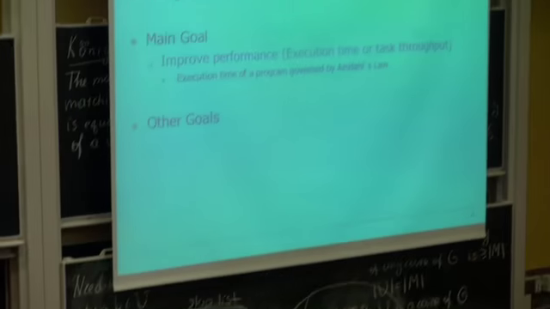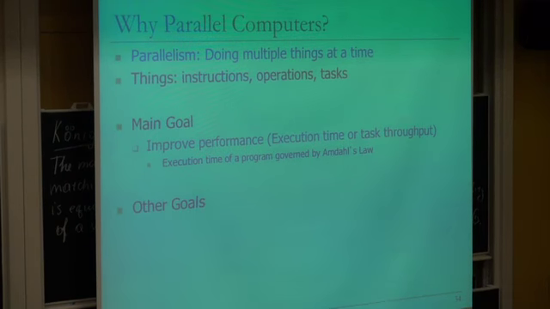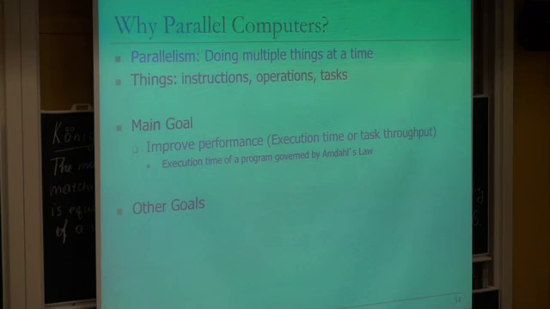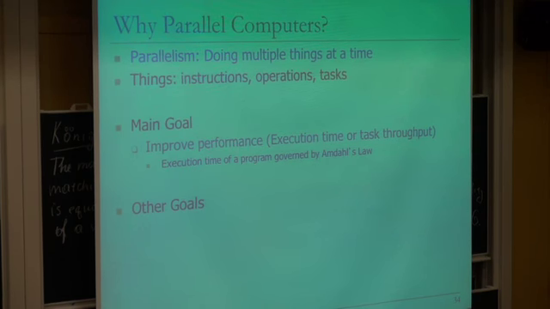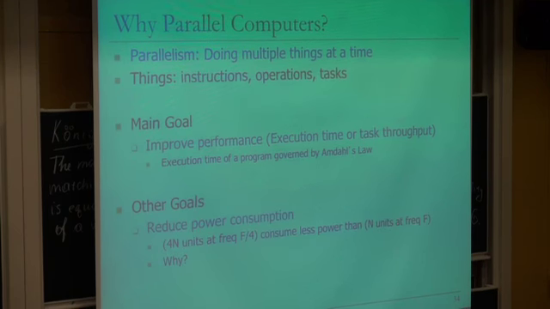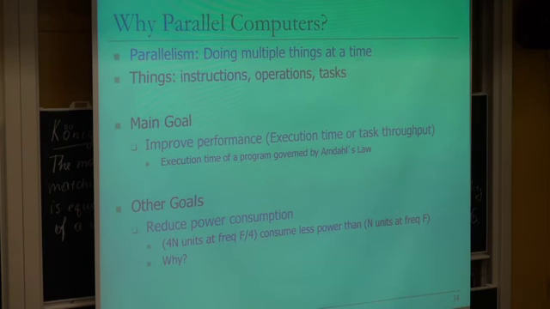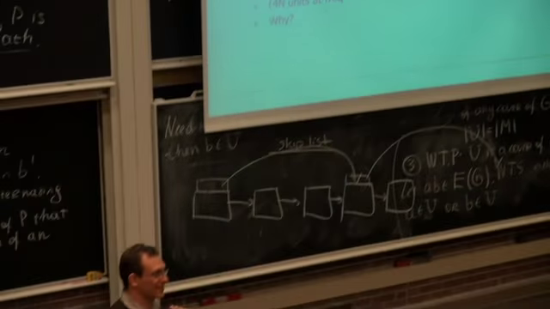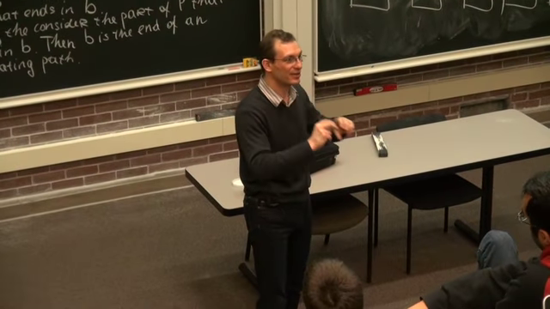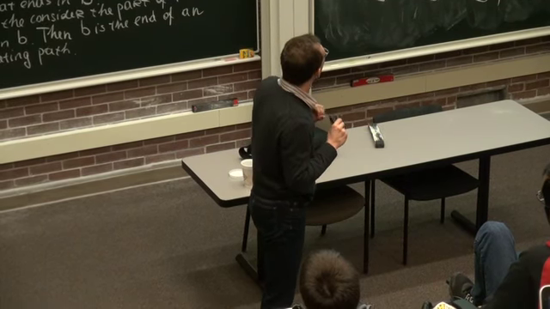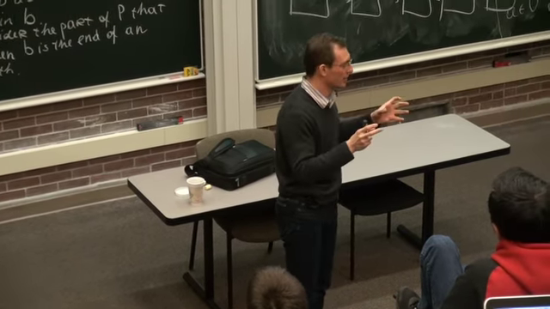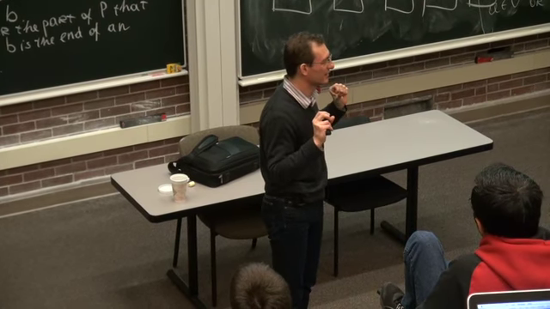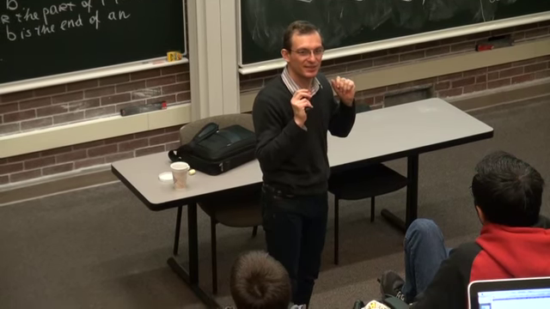And multiprocessors or multi-thread processors are like that. I say parallel computers, but there's a reason for doing parallelism. I'll go over this very quickly. Parallelism is doing multiple things at a time, right? Things could be instructions, operations, and tasks. The main goal is to improve performance, but there are other side goals. You can reduce power consumption, right? If you can divide your program into multiple tasks, you can execute each task more slowly, and still accomplish the same work in the same time, while reducing power consumption. Does that make sense?